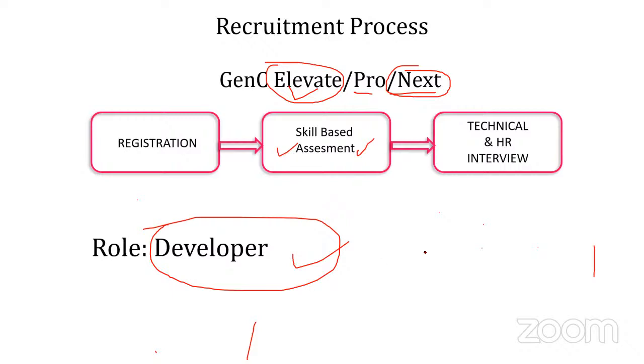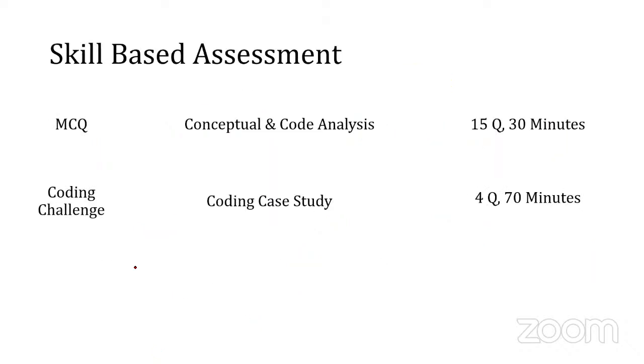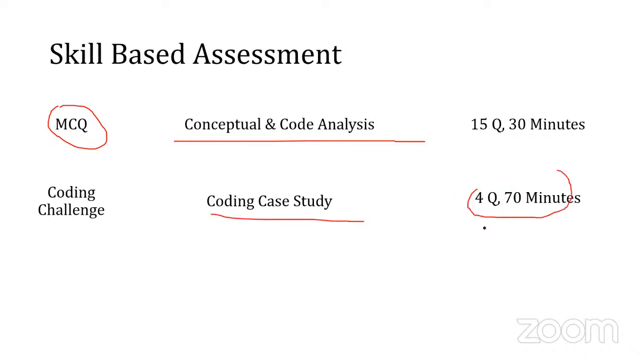Okay. Now going ahead, what will be asked in the skill based assessment of GenC Elevate or GenC Next? The first is the MCQ test, which will be conceptual and code analysis. There will be around 15 questions, with a duration of 30 minutes. There will be fundamentals of C language, data structures, C++, then code analysis, where certain code is given and you have to decide the answer for that code. So 15 MCQ questions will be asked. And then the second round is the coding challenge. There will be a coding case study with 4 questions, and the time duration for that will be 70 minutes.